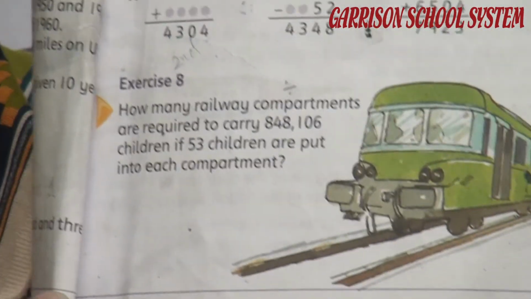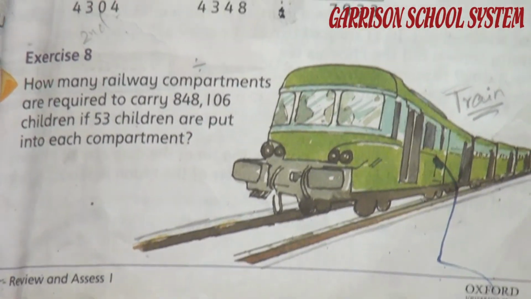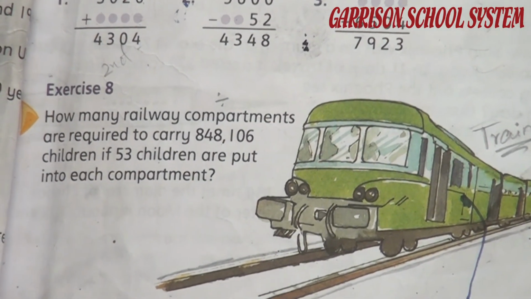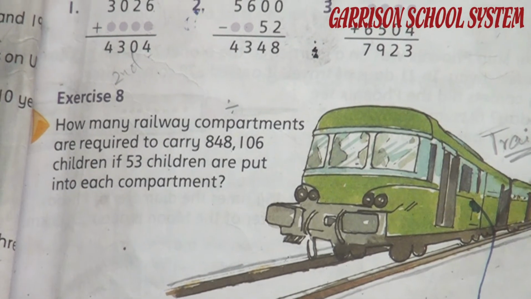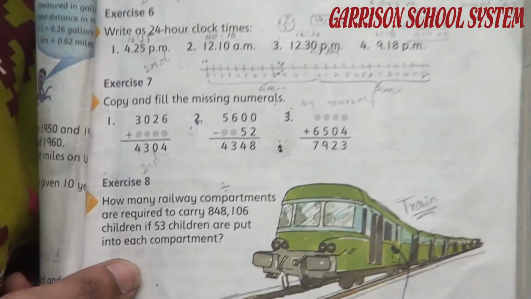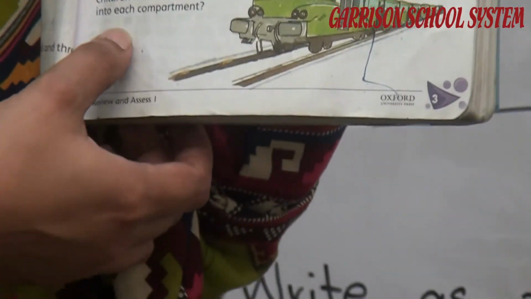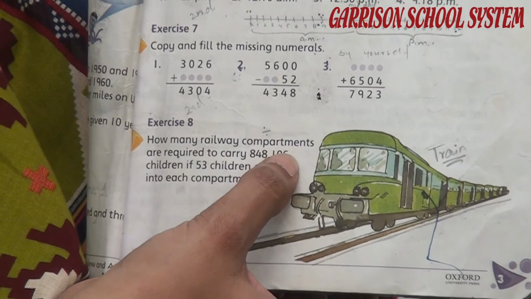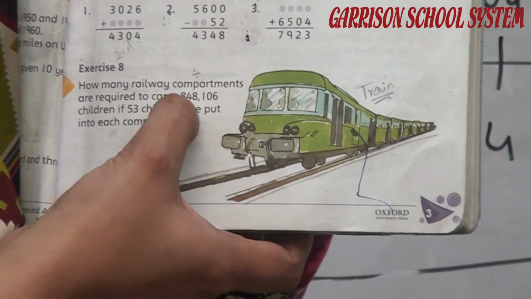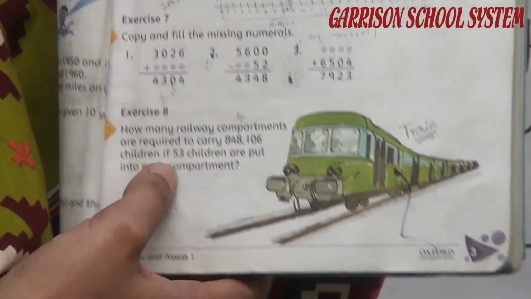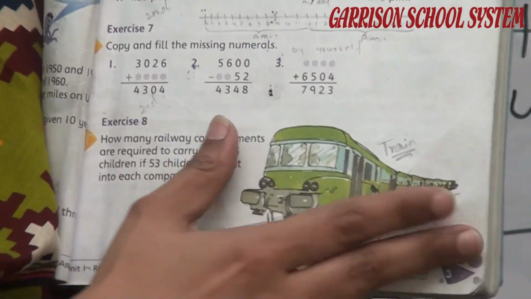How many railway compartments are required to carry 848,106 children if 53 children are put into each compartment? So for this question, you have to divide. The number 848,106 will be divided by 53. In this way you can get the answer.